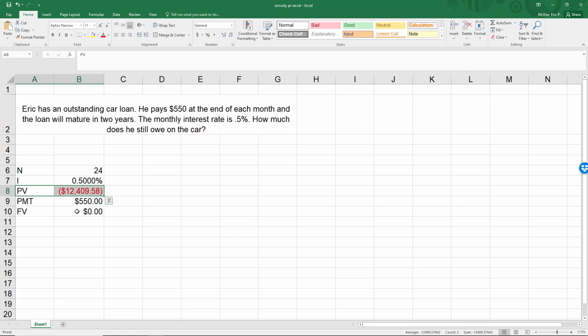So let's do a demonstration here. Let's say we have a new question, and my car loan here is now 18 months instead of 24 months. So it's a year and a half left instead of 2 years. I change 24 to 18, and immediately present value updates. It's going to be a smaller present value. No surprise there. We have fewer payments left on the car, so our loan that's outstanding is going to be smaller.